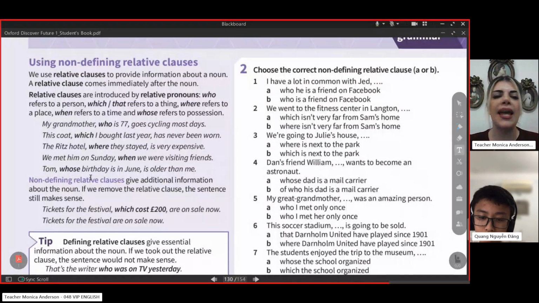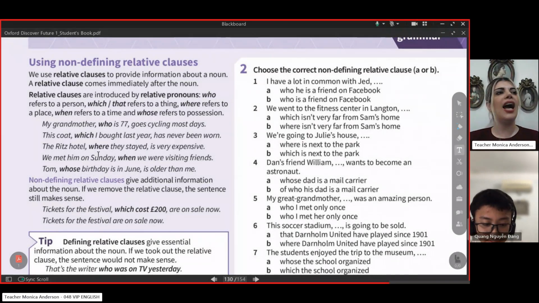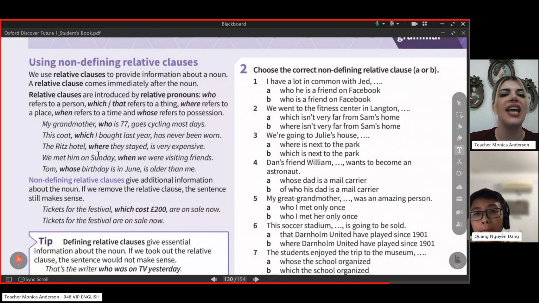We use where to talk about a place. For example, this hotel where we stayed. Okay, I don't want to say that. For example, I love Hilton hotels where I stayed before, so something like this.